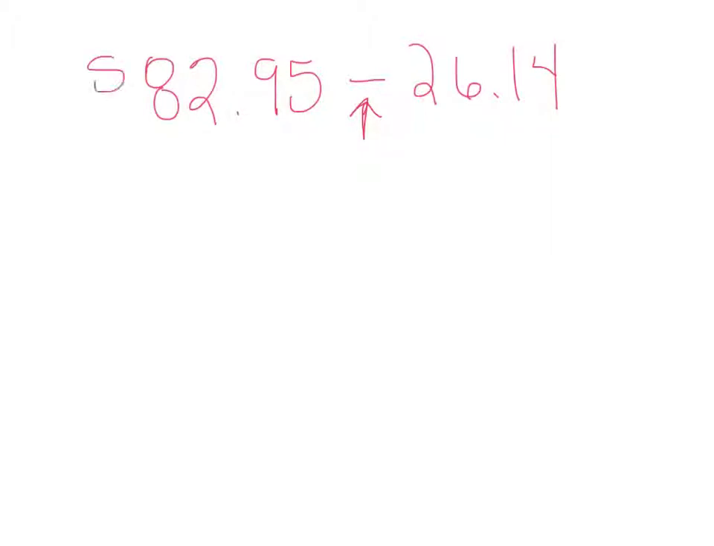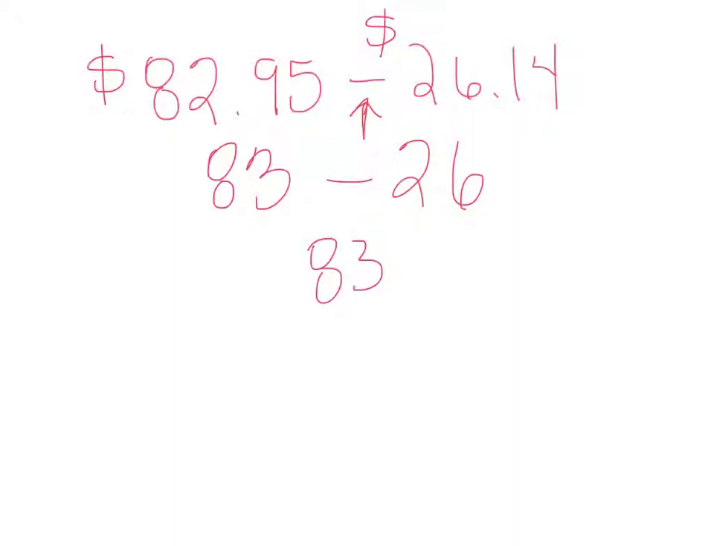I want to go ahead and just pretend like there's a money sign here. And so we know in money that $82.95 is closest to $83. And then that $26.14 is closest to just $26. And then I can go ahead and do the math, and I know 83 minus 26 is going to be 57. So let's do a couple more examples.